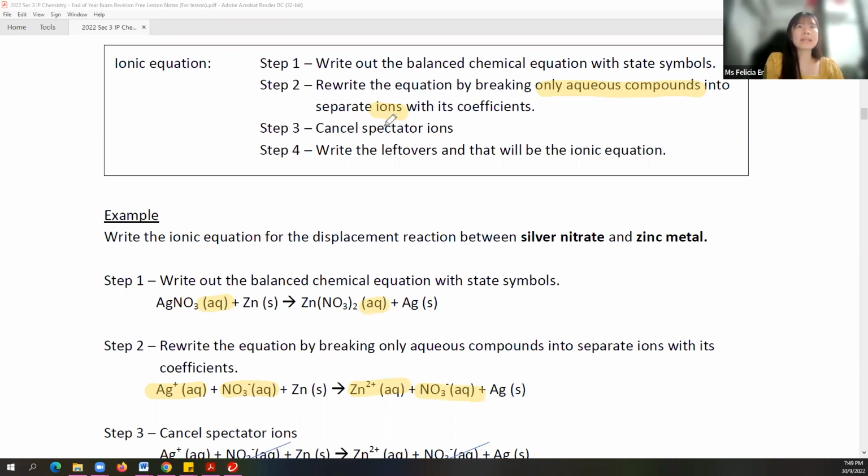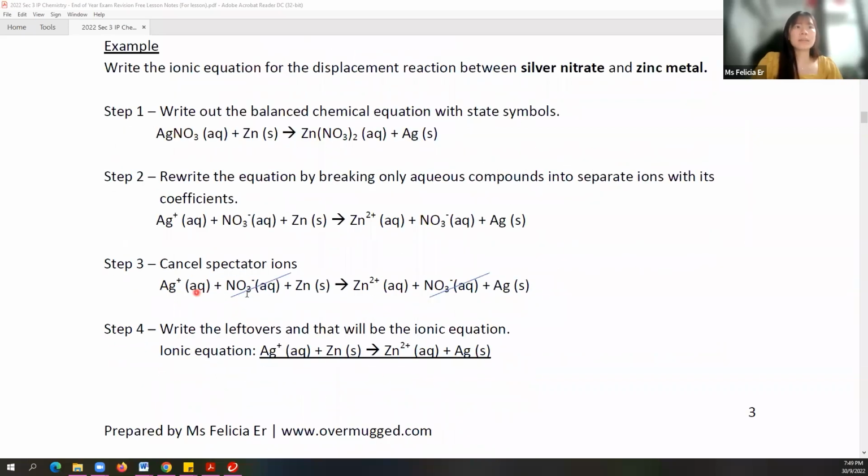Then the third step, you cancel the spectator ions. Take note that spectator ions are the ones that are exactly the same. That means be it the state symbols or the charge, it must be exactly the same. If you compare left versus right, only the nitrate is exactly the same, in terms of charge and state symbols. So the only one you can cancel is nitrate. For silver, you see it's different: over here, no charge, and a different state symbol. Zinc is also different. So you cannot cancel them. Spectator ions are the ions that are exactly the same.